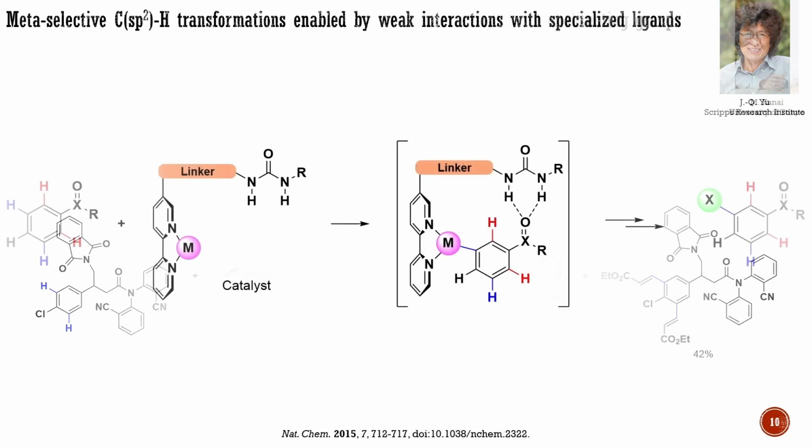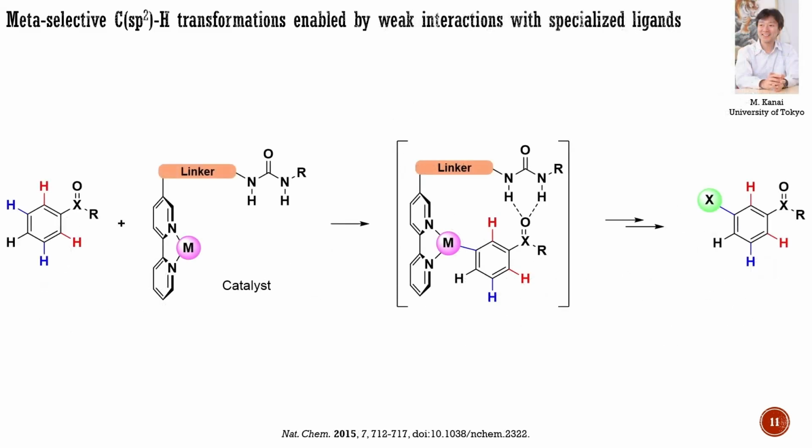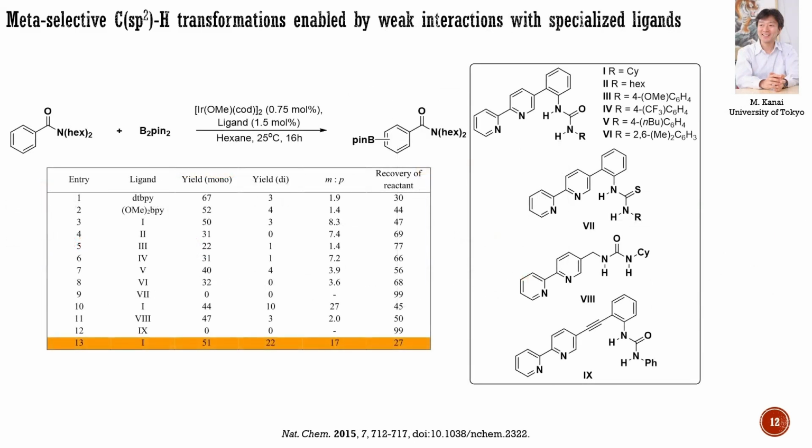The approach based on the hydrogen bonding of specialized ligands and the substrate was developed in the group of Kanai at the University of Tokyo. They conducted studies on iridium-catalyzed C–H borylation on amides and related hydrogen bond acceptors. To enhance the selectivity of the reaction toward the meta position, they screened a number of ligands as described here.